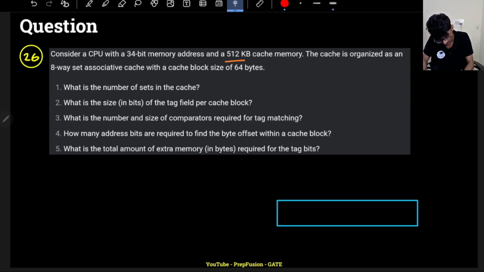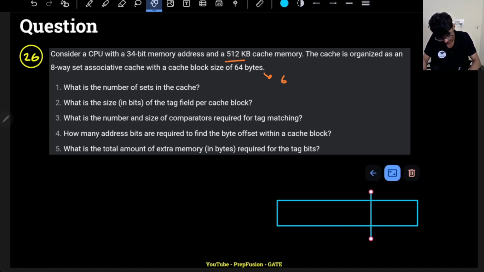Because they have given me the block size. Block size is 64 bytes, so the byte offset will be 6 bits. Okay, byte offset will be 6 bits.